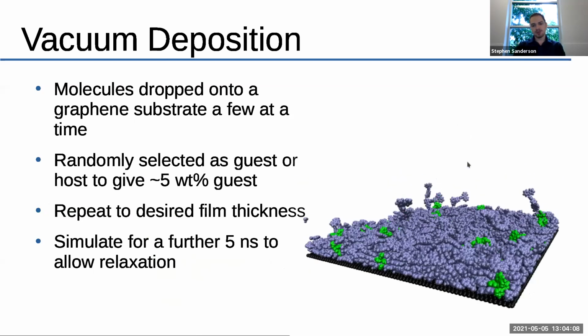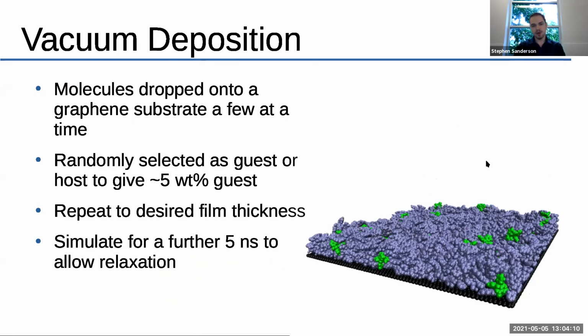Firstly, for vacuum deposition, that's roughly what the simulation looks like. We take a graphene substrate and we essentially drop molecules onto it a few at a time. And we choose those molecules in a ratio to give the blend that we want, in this case, about 5 to 8% guest. Then we can repeat that dropping process in steps up to the film thickness that we want. And once we reach that, we just allow it to settle for another 5 nanoseconds, just to make sure everything has relaxed and settled into place.